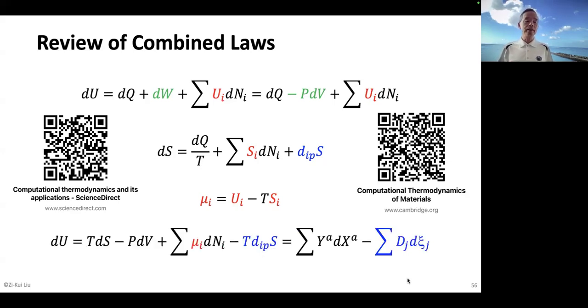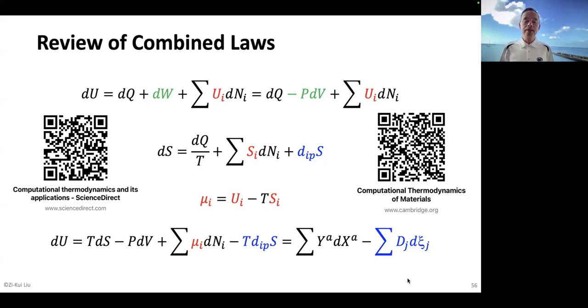Consequently, we got the combined law in terms of internal energy: dU equals T dS minus P dV plus summation of mu i dni, where mu i is chemical potential, minus T diS, which is entropy production due to internal processes.